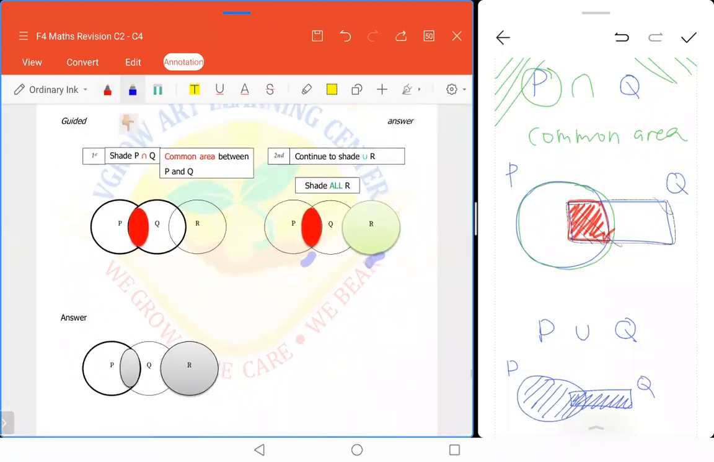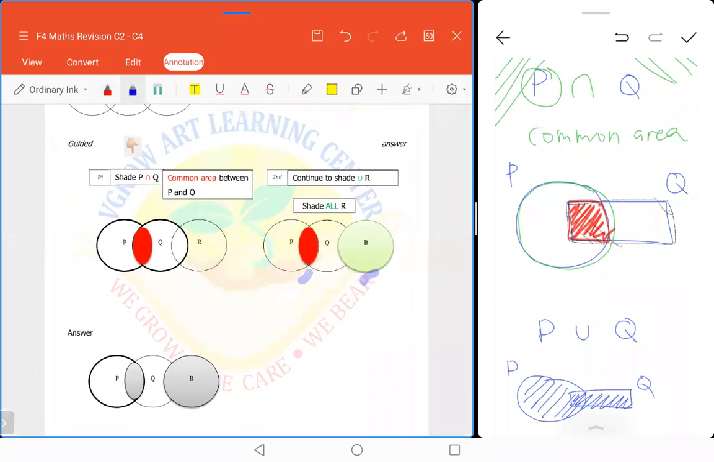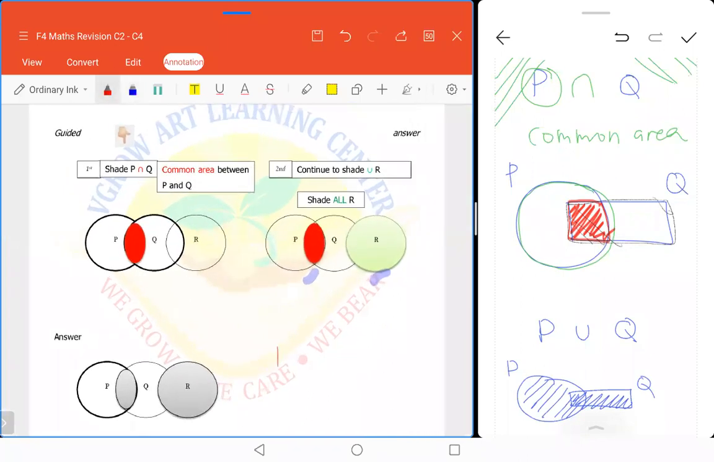So make it smaller so that you can see. So the question is P intersect Q union R. Sorry, this one, U, it should be like this, right? U, R.